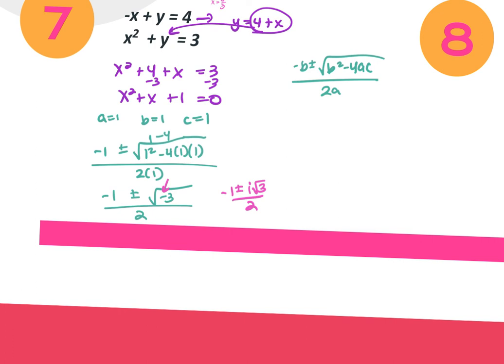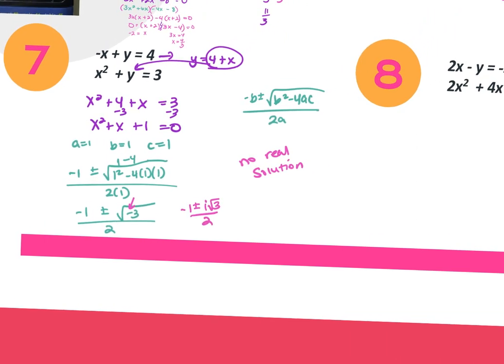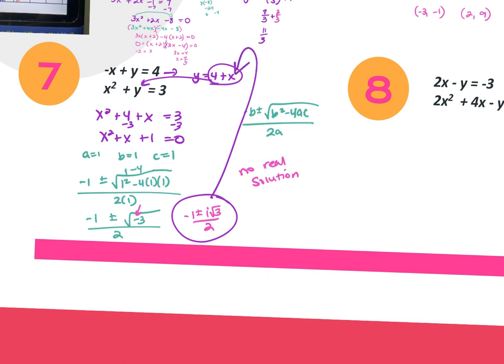Can I find this solution on a graph? No, because it's i. So there is no real solution here. If the directions had said find all real and non-real solutions, and the homework is just your real solutions, but let's say a standardized test says find the real and non-real solutions, then I would actually have to take this and plug it back in here.